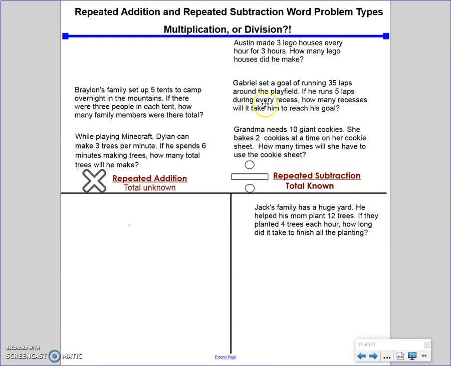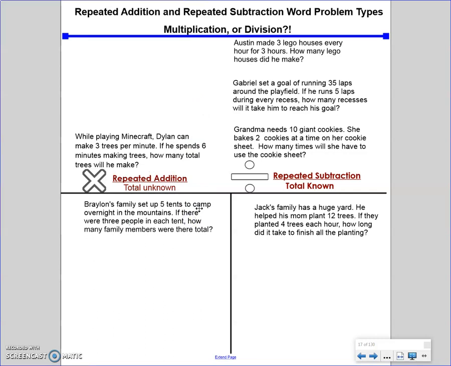Let's take a look at another one. Braylon's family set up 5 tents to camp overnight in the mountains. If there were 3 people in each tent, how many family members were there total? Immediately I noticed that the question is asking me about the total. How many were there total? That tells me that I don't know the total. I do know the repeated action, and I also know how many times it happened. So this is clearly a repeated addition multiplication problem.